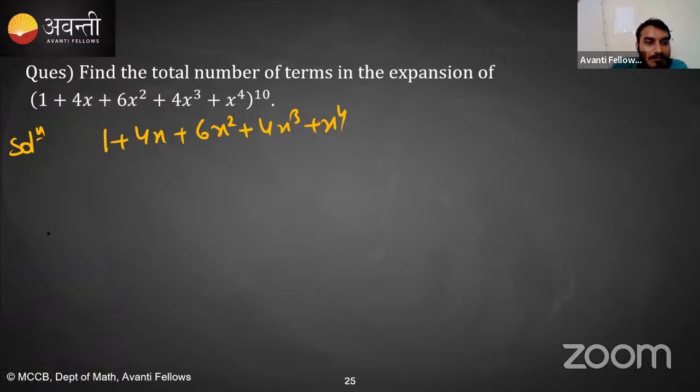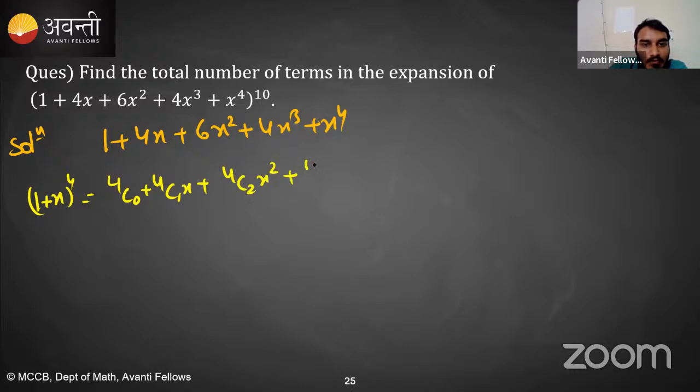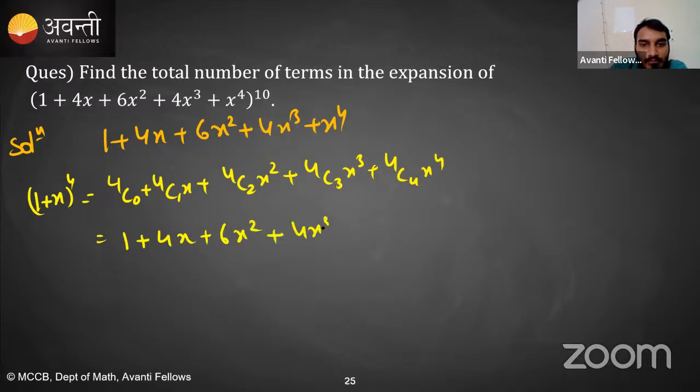So tell me, what is the expansion of 1 plus x raised to the power 4? It is 4c0 plus 4c1x plus 4c2x square plus 4c3x cube plus 4c4x raised to the power 4. What is 4c0? 4c0 is 1. What is 4c1? 4c1 is 4. 4c2 is 4 into 3 by 2, which is 6. 4c3 is 4c1, which is 4, plus x raised to the power 4.